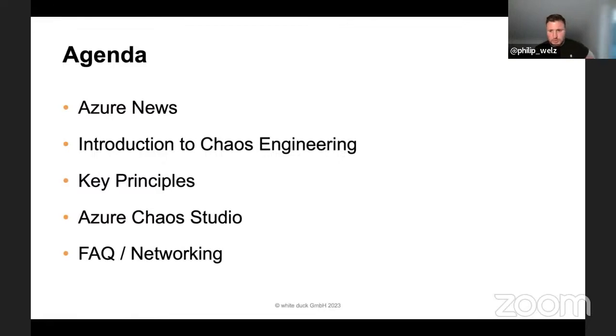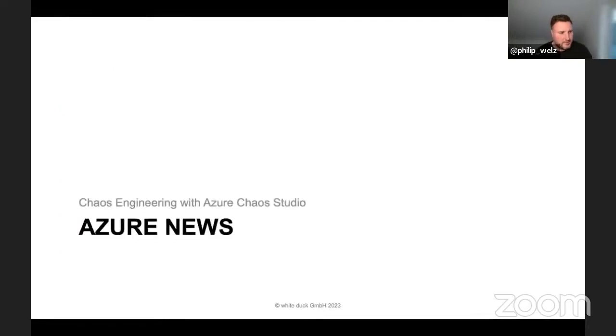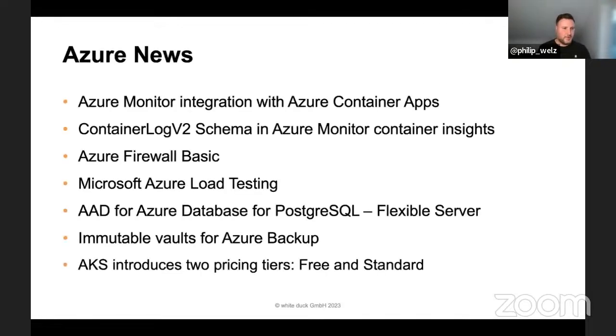Then let's start with the Azure news. This is a list of our top picks. The Azure Monitor integration with Azure Container Apps is generally available. It was released, I think, in March. All the metrics and the Azure Monitor integration were in preview, but now the Container Apps team or the monitoring team decided to make it GA. So we have an integration with the Log Analytics workspace and all the stuff we need here.